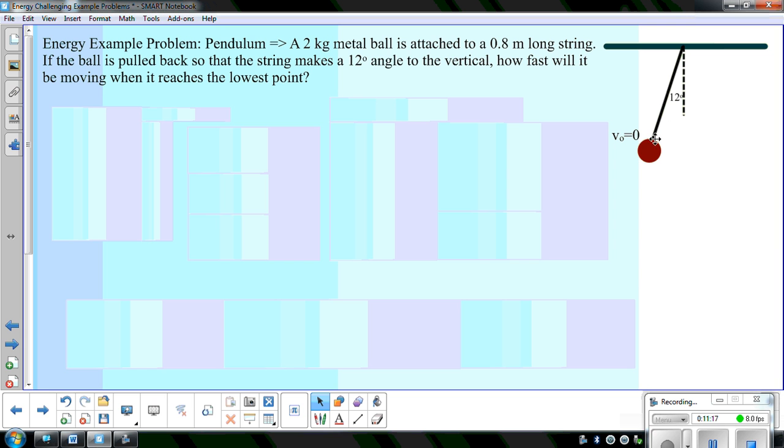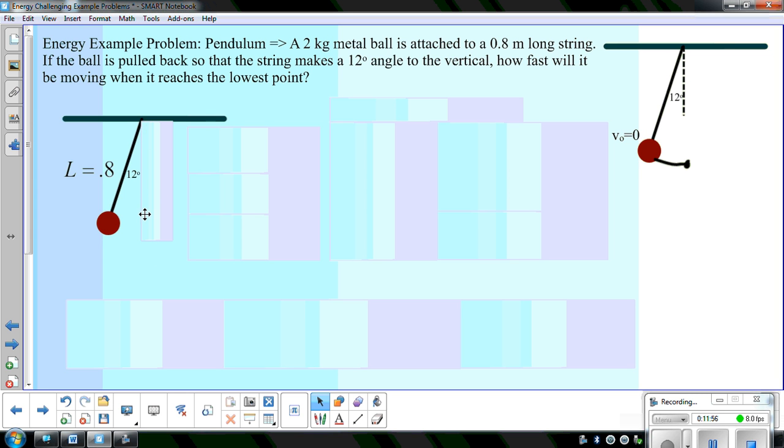Now, if this ball was released, it would swing back and forth and back and forth. So the question is, how fast will it be moving when it gets to this location right here? When this thing swings down to here, how fast is it going to be moving? This one's a little bit more involved. So again, taking that picture that's before, it's released. It's sitting there at a velocity of 0. The length of this string is 0.8.